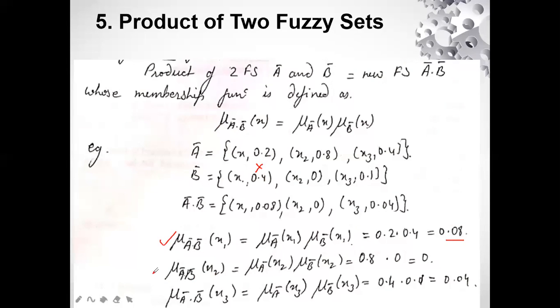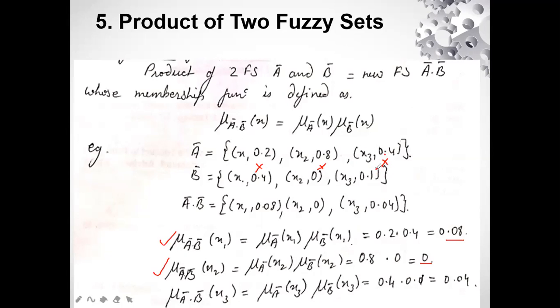Now mu A bar dot B bar x2 is equal to what? Mu A bar x2 times mu B bar x2. So mu A bar x2 is this one and mu B bar x2 is this one. So multiplication of these two. 0.8 multiplied by 0 is 0. Then mu A bar dot B bar x3 is equal to what? Mu A bar x3 and mu B bar x3, this is the one, the multiplication of both.